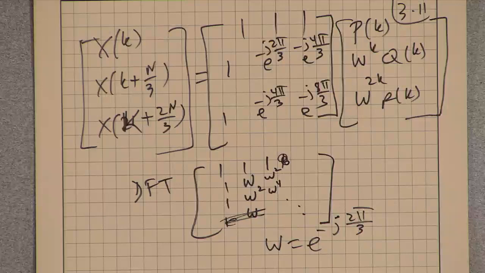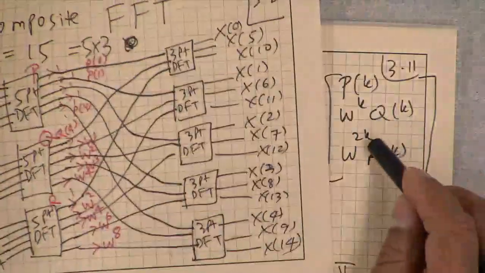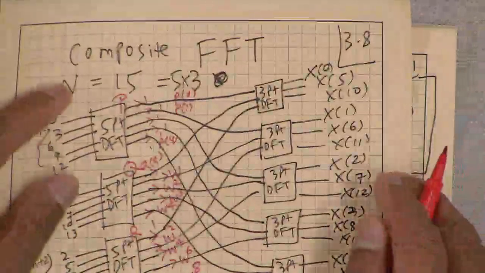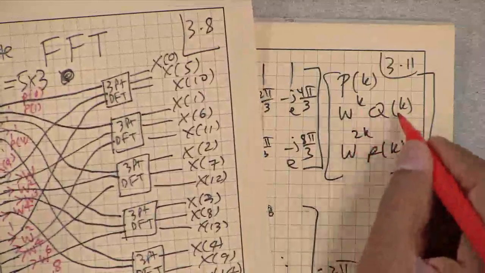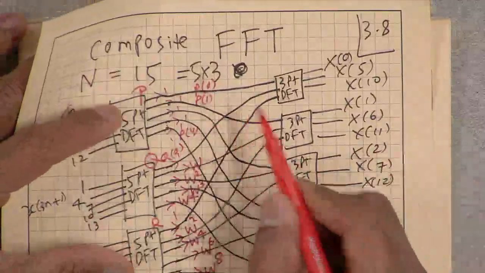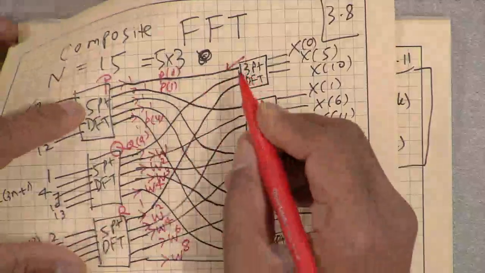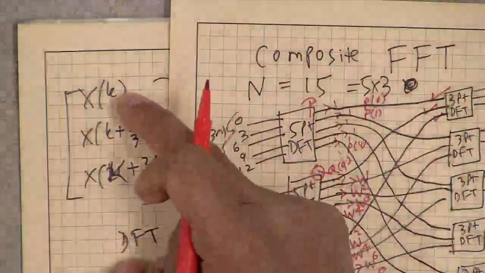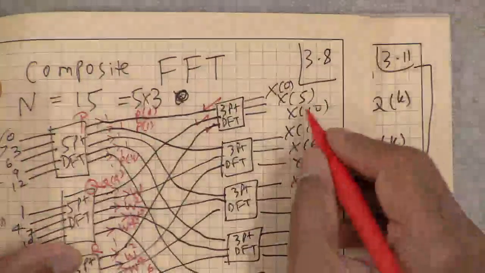Okay, so what does that tell us? If I take P0, the first one, so I just take k equal to 0. In this equation, substitute k equal to 0, which means W to power 0 is 1, and W to power 2 times 0 is 1. P0, Q0, R0, the 3-point DFT of that will be X0, X5, X10. So that's what we see here.